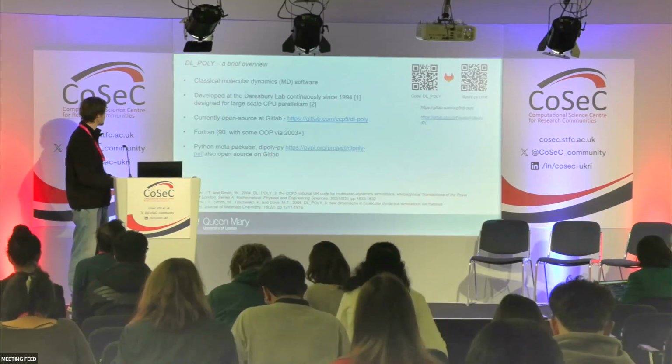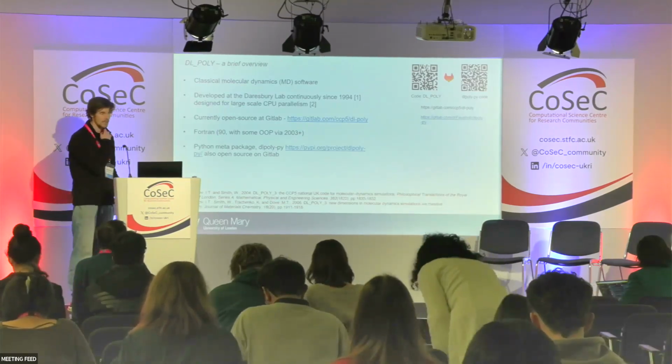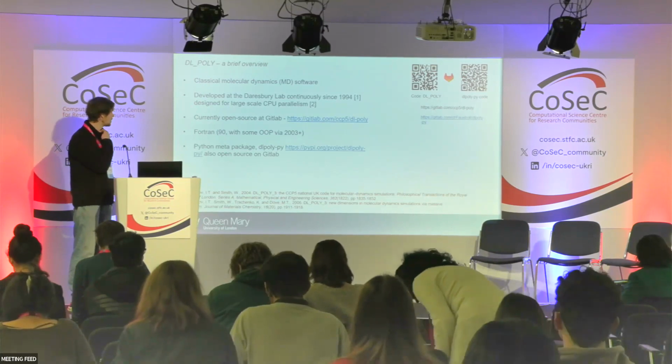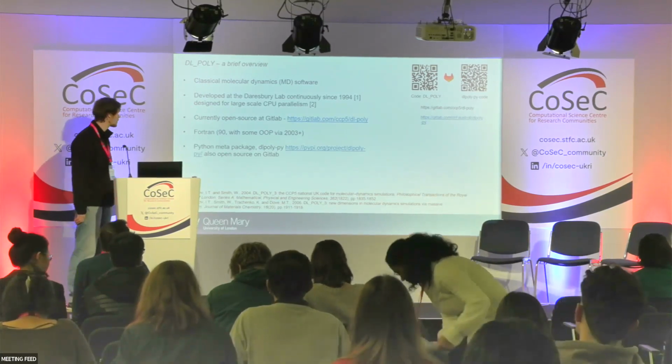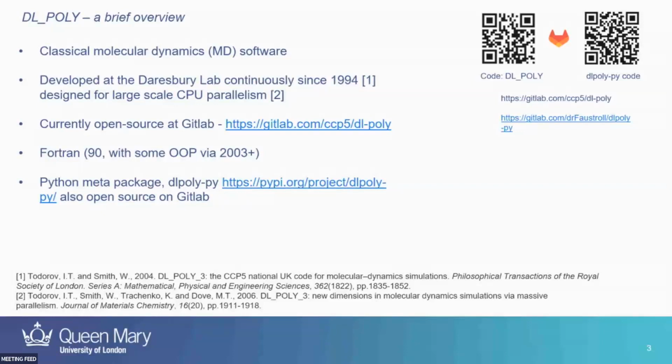Right, so DL Poly is a classical molecular dynamics code. It's been in development for a number of decades now, since the 90s at least. It's written in Fortran and is currently open source on GitLab. You can follow these QR codes if you're interested. And as part of the project, there's also this Python meta package where you can write your workflows for what you want to do with your molecular dynamics with DL Poly as well.